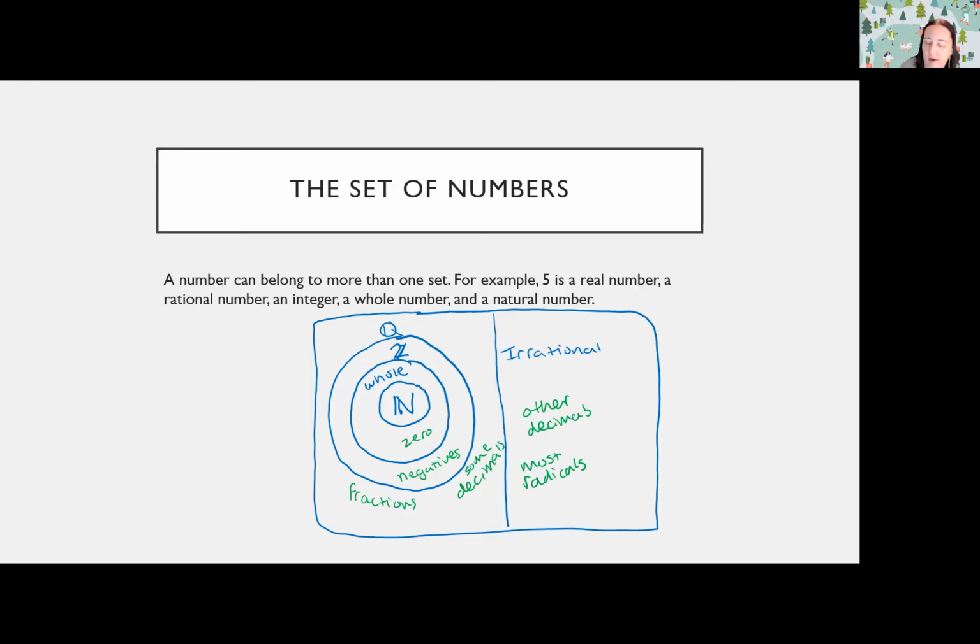And then that whole outside box is the real numbers. Essentially, real numbers are divided into two categories, rational and irrational. And if you are rational, there are additional categories that you can fit into following this circle here. So this whole thing is what we call the set of numbers. And when you get to college algebra, you'll learn about things that are not real numbers, which is yet another category.